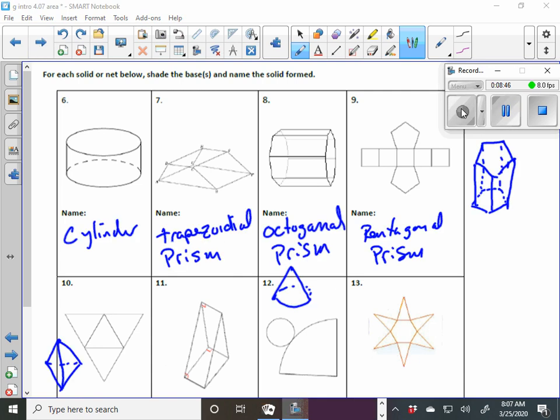Okay, so there's some of these things I don't even try, but the cylinder you've seen has 2 bases. Trapezoidal prism, anytime you have 2 parallel faces, it's a prism, right? Octagonal prism means it has 8 sides. A pentagonal prism means it has 5 sides. Sorry about that drawing.